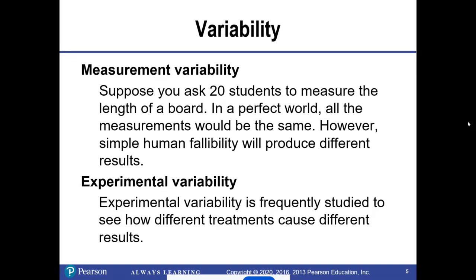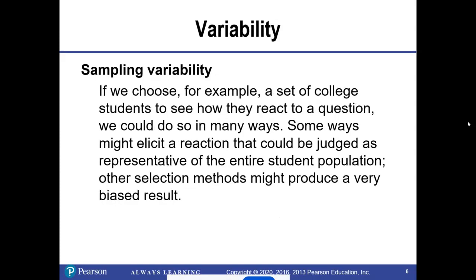Then we have something called experimental variability. Experimental variability is frequently studied to see how different treatments cause different results. And then sampling variability. If we choose, for example, a set of college students to see how they react to a question, we could do that in many ways. Some ways might elicit a reaction that could be judged as representative of the entire population. Other selection methods might produce a very biased result.